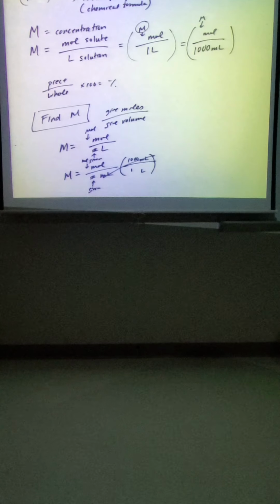Milliliters here, liters here, there's 1,000 for every 1 liter. Those cancel, so now we'll get moles over liters. So sometimes it takes 2 steps if you're in the wrong unit for capital M, but oftentimes you're not. Oftentimes they give you liters straight away and it's just division and you're done, which is nice.